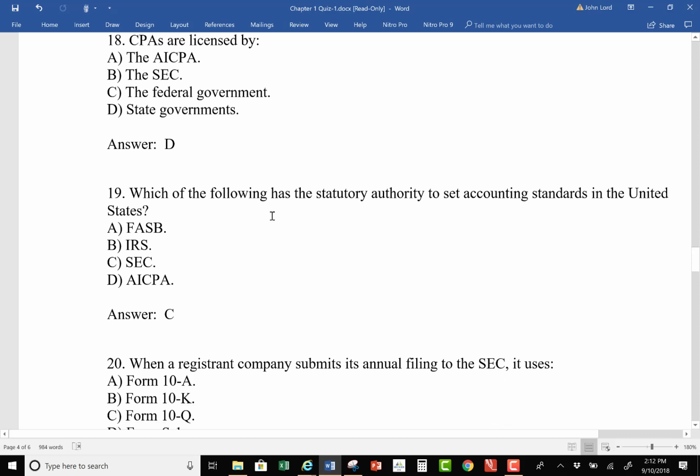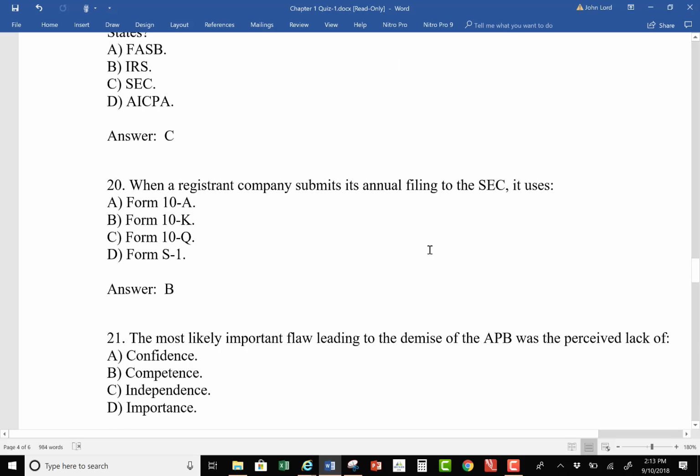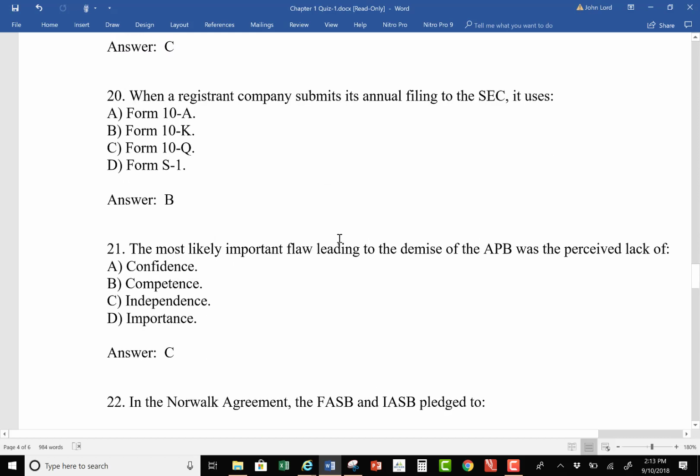So anyway. Okay, which of the following has a statutory authority to set accounting standards in the United States? The SEC, right? But they delegated that to the FASB, but they still look over the SEC's shoulder. What is the registering company? When a registering company submits its annual filings to the SEC, that's a 10-K. Did we look at Apple's 10-K? We did, right? I think I ask that every class now. 10-Q is the what? Quarterly statements. Q stands for quarterly.